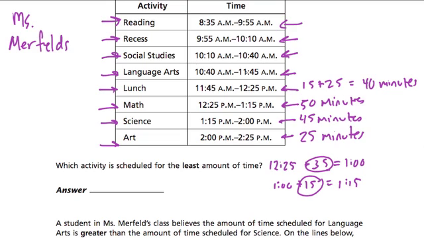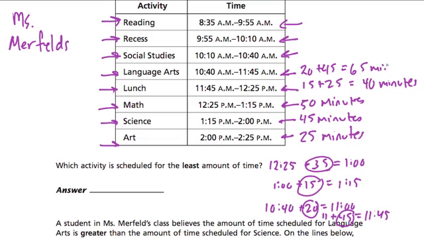Okay, keep going. Language arts, well, here we have 10:40 to 11:45. Well, 10:40 plus 20 minutes would give you 11 o'clock. But this is going to 11:45, so 11 plus 45 would bring you to 11:45. To go from 10:40 to 11:45, that's 20 and 45, or 65 minutes, right? 20 plus 45 equals 65 minutes. Another way to think about that, add hours, right? 10:40 plus an hour would bring you to 11:40. And this is 5 more minutes than that, so it's 65 minutes.